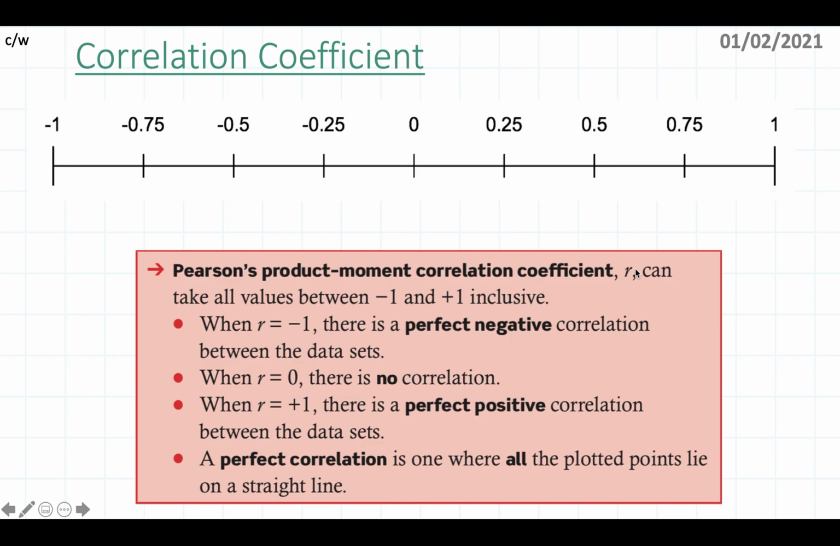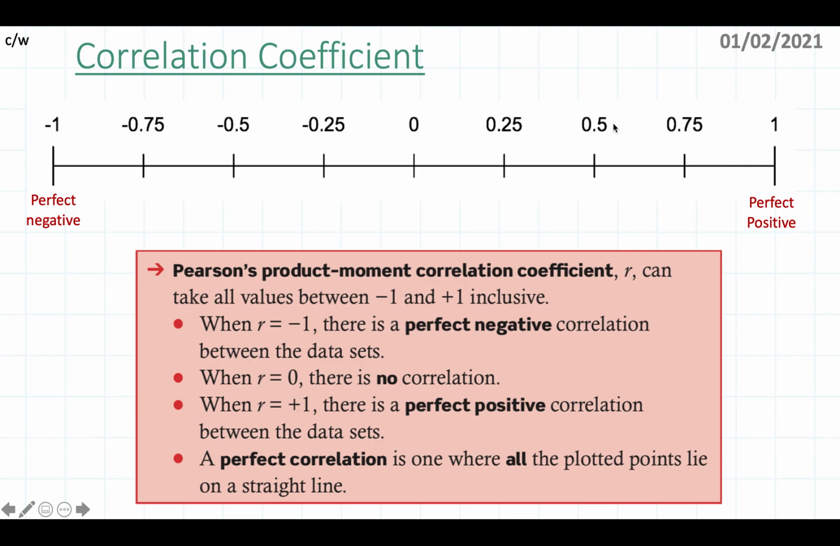The correlation coefficient is a number, and we use R to represent it, and it's a number from -1 to 1 inclusive. So the number could range anywhere on this timeline, and each number represents a different type of relationship and a different type of strength. With 0, you have no correlation. If your number is very close to 0 or exactly 0, it means that the two data sets have no correlation to each other.